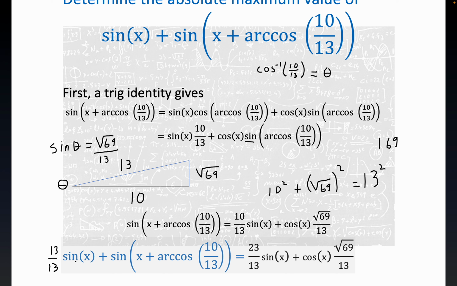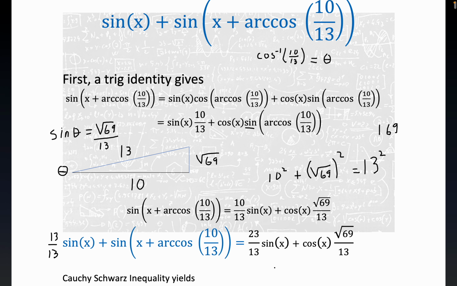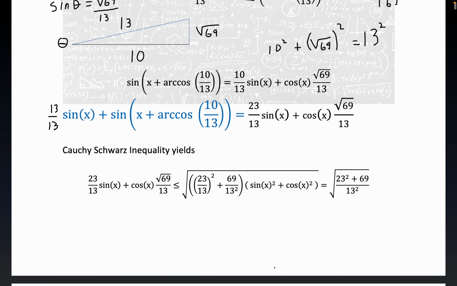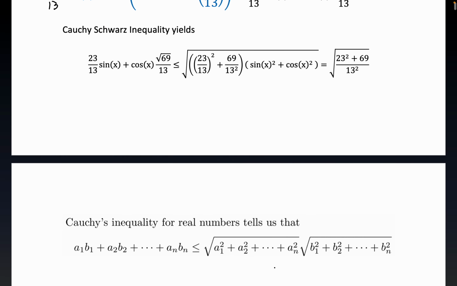So when you add this sine x to this 10 over 13 sine x, you get 23 over 13 sine x, all right? Now the next thing we do here is use something called the Cauchy-Schwarz Inequality. I'm going to flash down here and show you a statement of Cauchy-Schwarz.